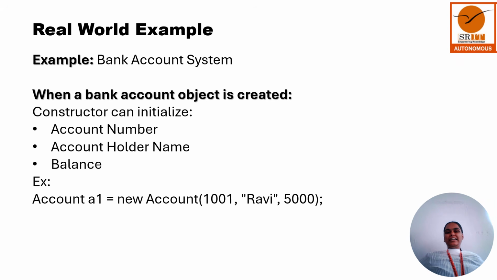Let the real-world example be bank account system. When a bank account object is created, constructor can initialize account number, account holder name, balance. Example, Account A1 equals new Account(1001, "Ravi", 5000). Here 1001 is account number, Ravi is account holder name and 5000 is bank balance.